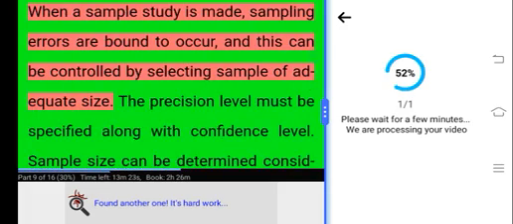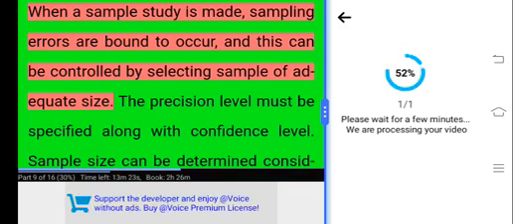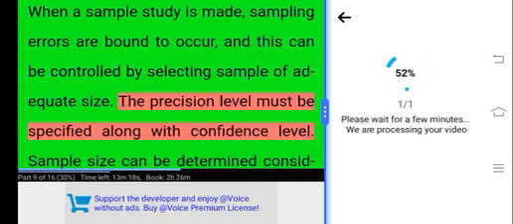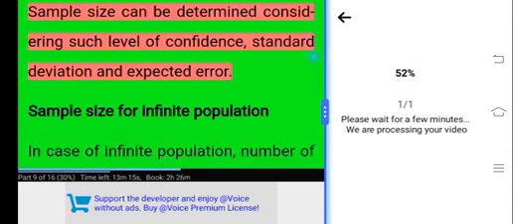When a sample study is made, sampling errors are bound to occur, and this can be controlled by selecting a sample of adequate size. Precision level must be specified along with confidence level. Sample size can be determined considering such level of confidence, standard deviation, and expected error.